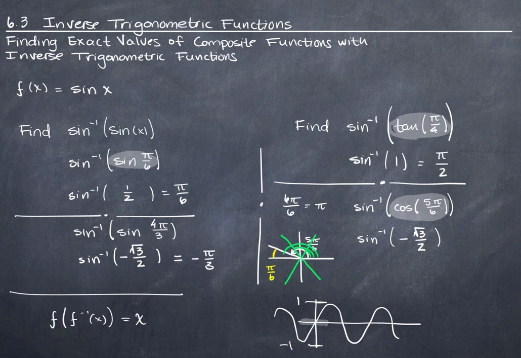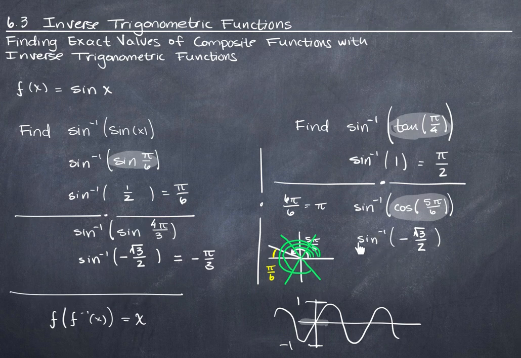There's pi over 3, 2 pi over 3. This would be 3 pi over 3 right here, but that's pi, and it doesn't have a reference angle of pi over 3. There's 5 pi over 3, 4 pi over 3, and there is 5 pi over 3. So those are the 4 angles that are candidates for being an answer to this problem here.